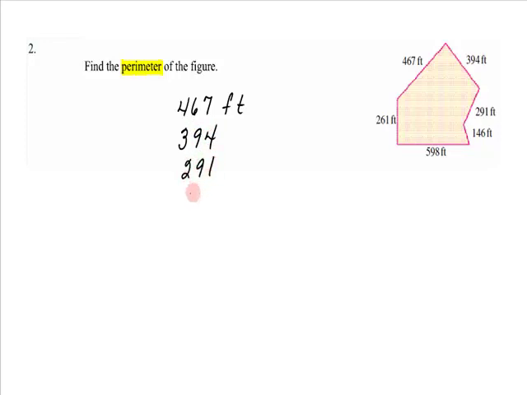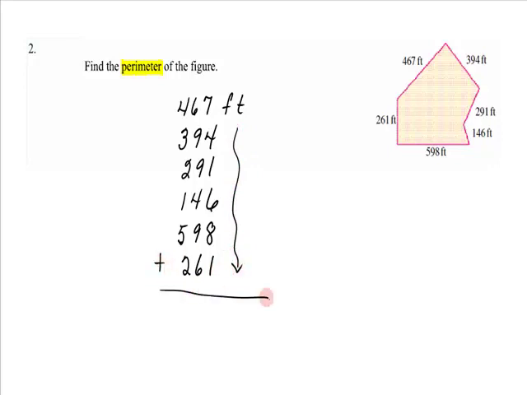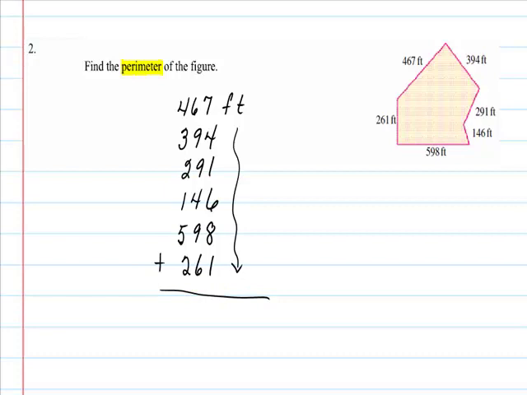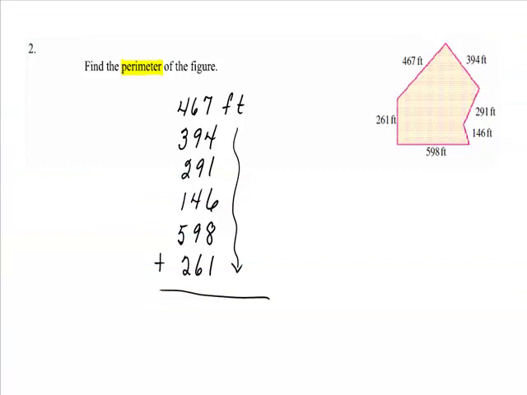291 feet, 146 feet, 598 feet, and 261 feet. And that's all of them. They are all measured in feet, and I need to add them up. I've got lines, but unfortunately, since they don't match mine, I'm going to take them away. I'll use lines on the next problem.